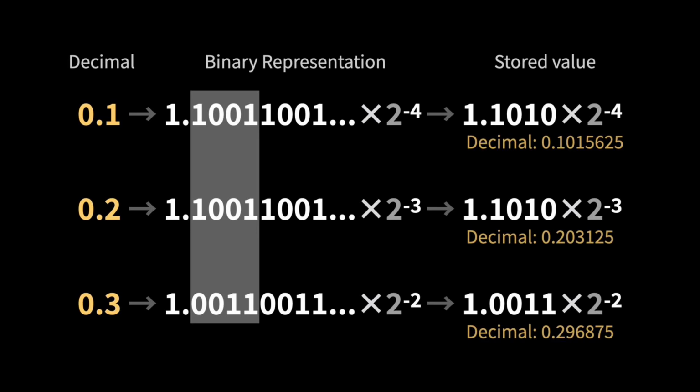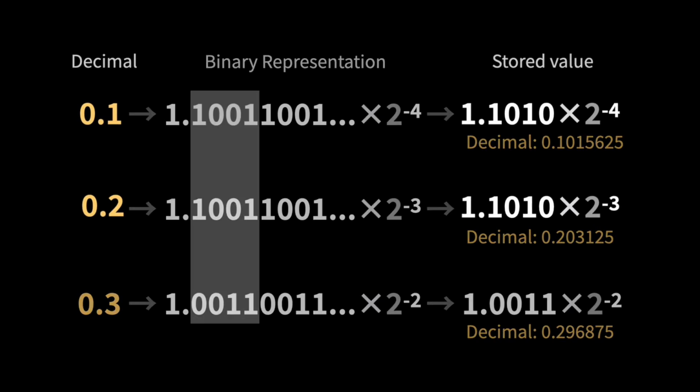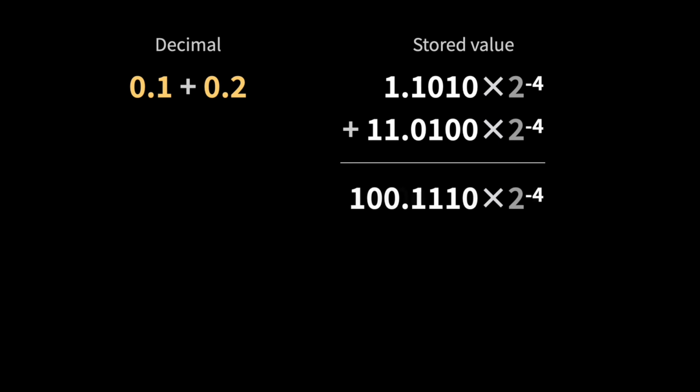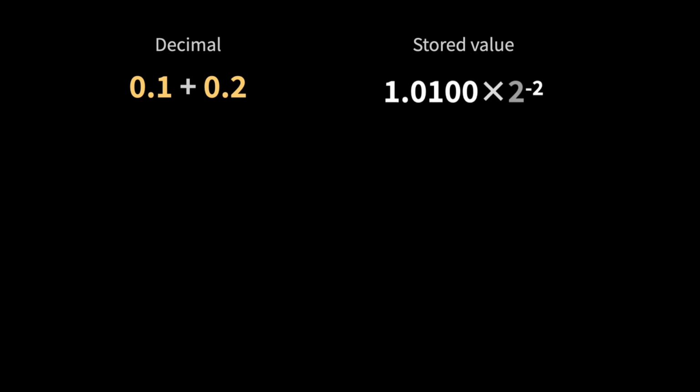Now, let's explain why, in Python, 0.1 plus 0.2 doesn't exactly equal 0.3. Let's add the actual stored values of 0.1 and 0.2. First, align the exponents, then add the mantissas, and finally normalize the result. We get 1.00111 times 2 to the power of negative 2. Since we assume the computer keeps at most 4 fractional bits, we need to round up here, so the final result becomes 1.01 times 2 to the power of negative 2. This equals 0.3125 in decimal, which is noticeably larger than the true mathematical value of 0.3.